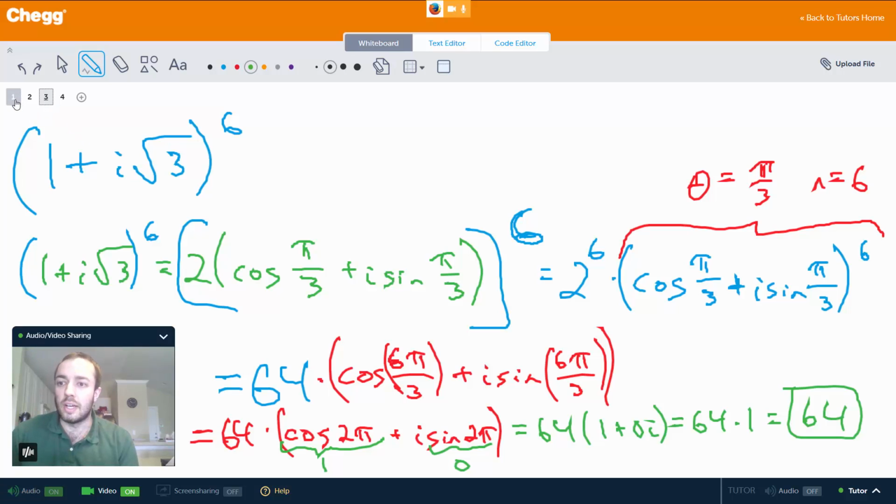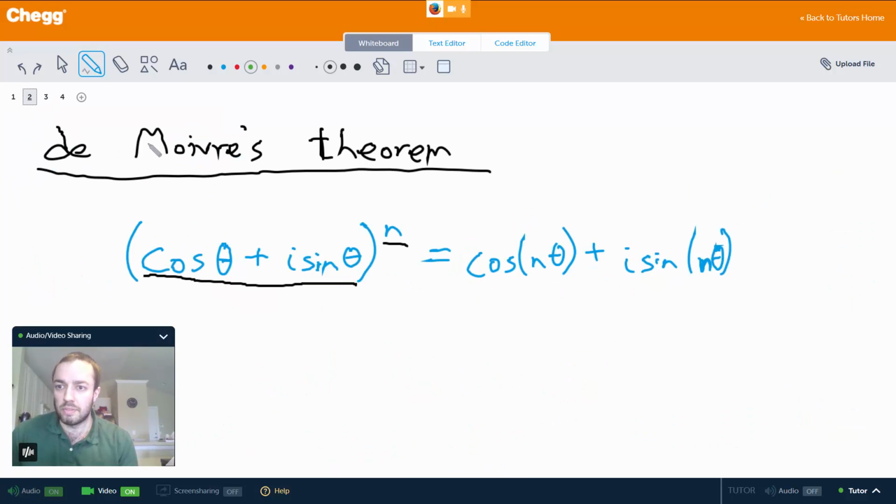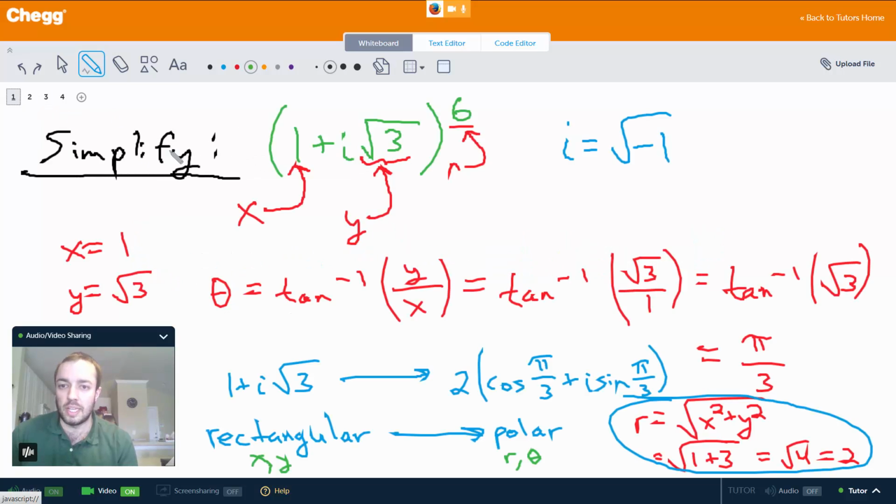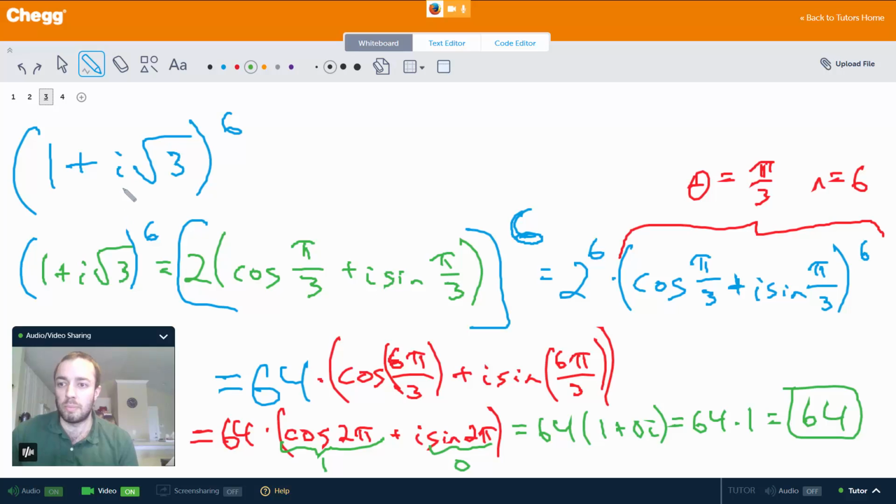So again, this is an example of using DeMoivre's theorem to simplify something in a much easier way than it would be had we done it directly. So 1 plus i times the square root of 3 all raised to the 6th, and we get 64.